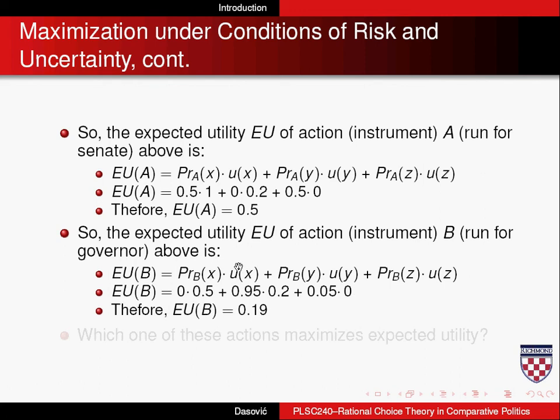So the instrumentally rational choice is the one that maximizes his expected utility. Which one should it be? A, running for Senate, or B, running for the governorship? The answer, of course, is A, because 0.5 is better than 0.19. Of course, this would change given changes in his beliefs about the outcome. If he were to have information that his run for Senate would be more likely to end in victory, that would obviously change things, or vice versa.